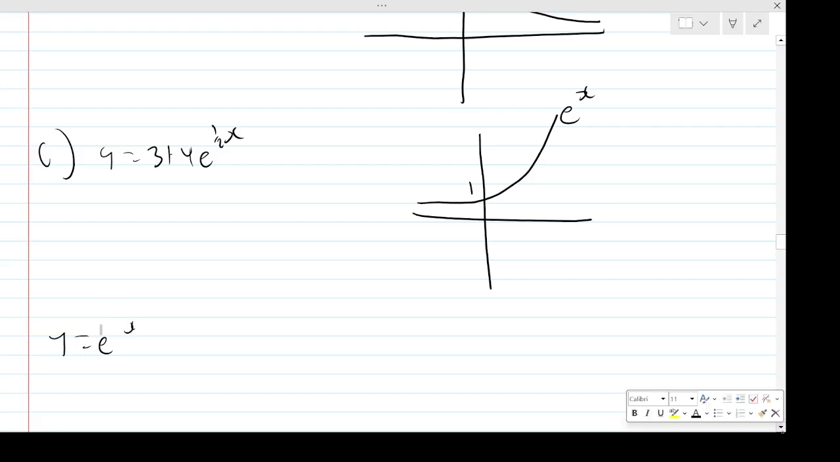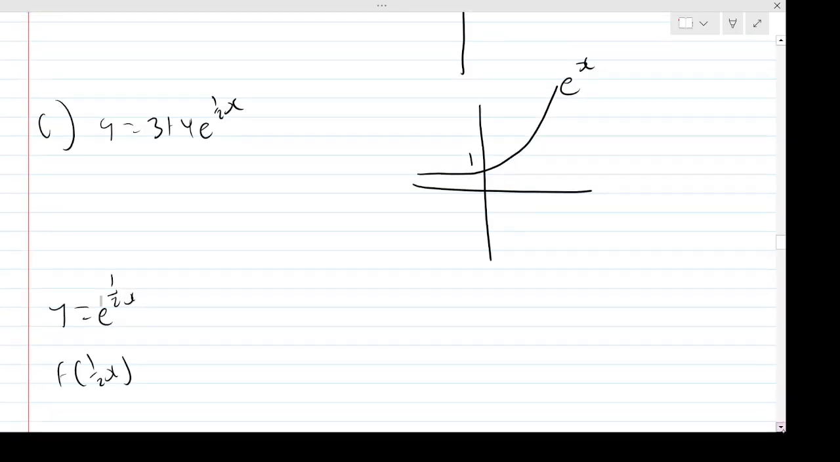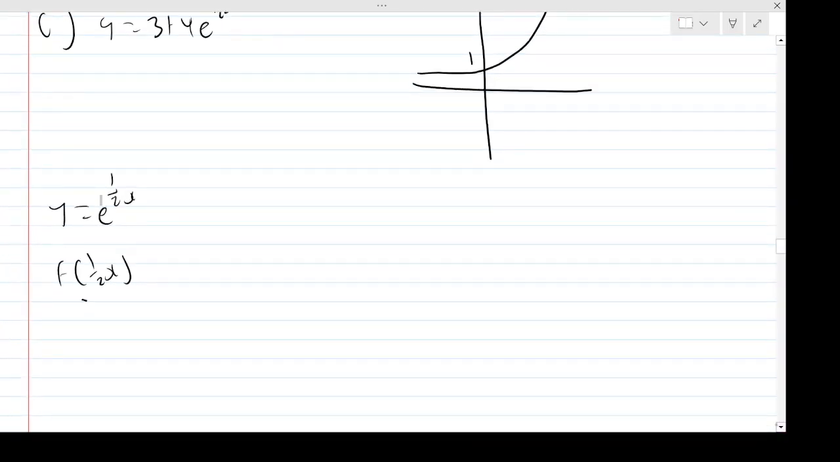So half x then. Well, again, that would be f of half x, right? If f of x was e to the x, then e to the half x would be f of half x. So what would we expect? We would expect to multiply the x values by 2, but actually we're going to divide the x values by half. But actually, dividing by half is the same as multiplying by 2. So we're going to multiply x values by 2. That's what this is going to do effectively.